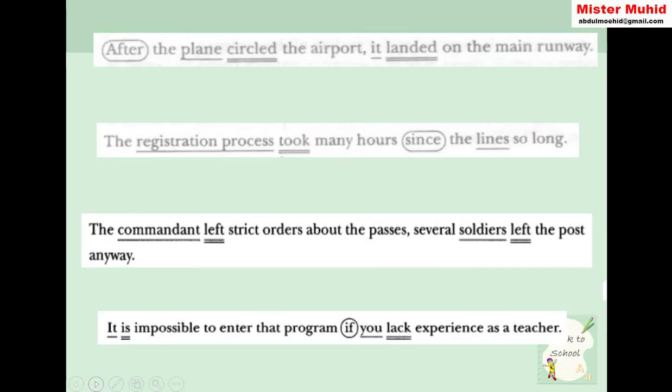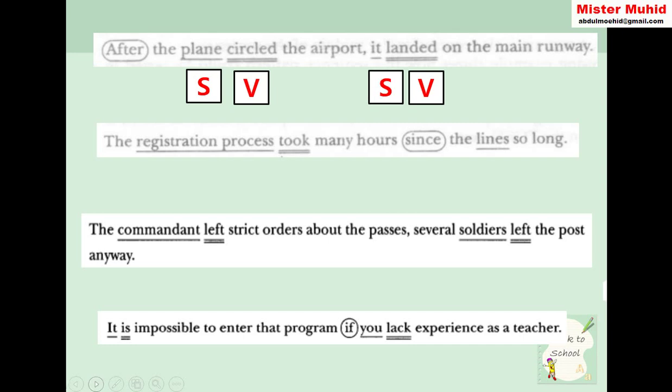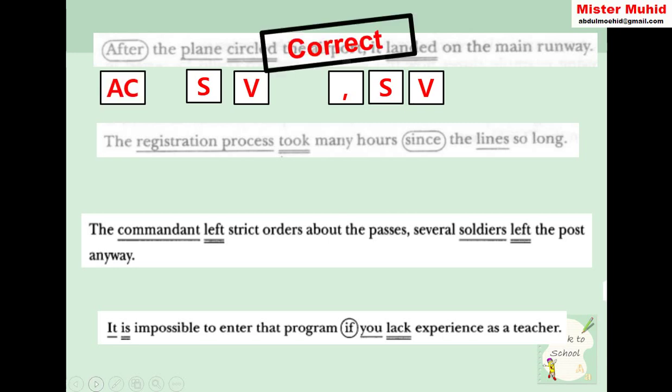Okay, this one is for sample sentences. So number one, what do you think? Correct or incorrect? We see the subject is plane, and the verb is circled. Yeah, it is the subject, and landed is the verb. Okay, and then after is the connector. So what do you think, number one, correct or incorrect?